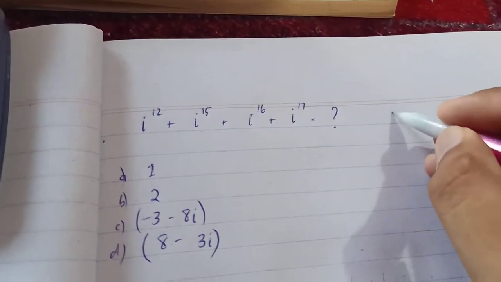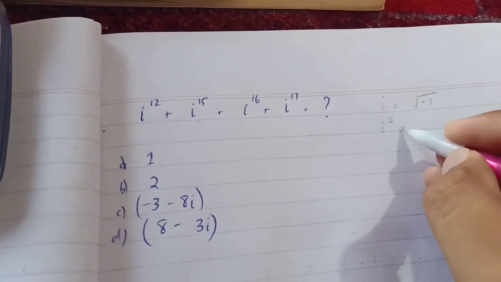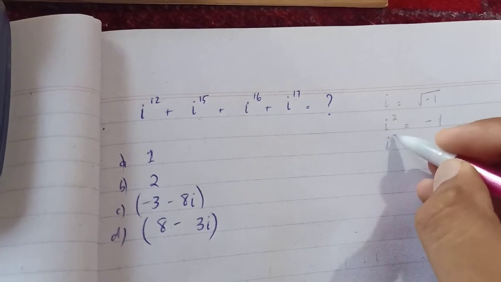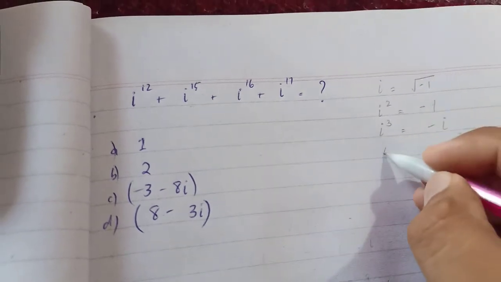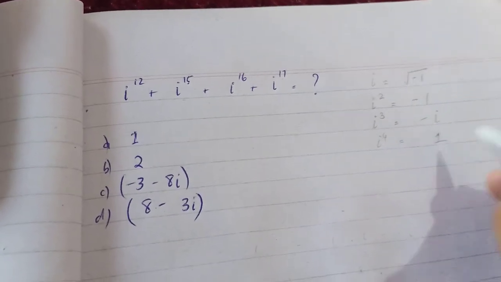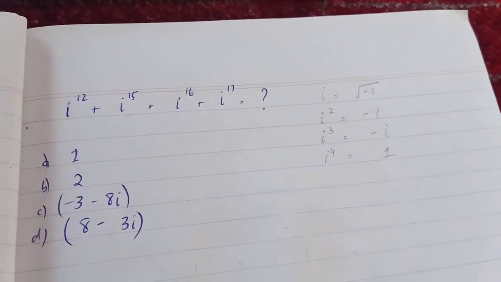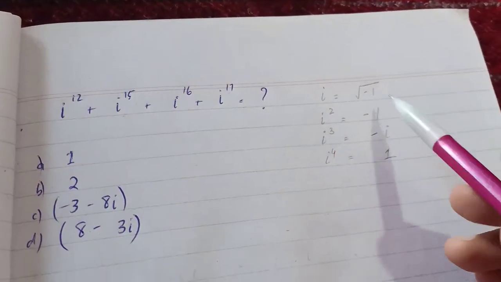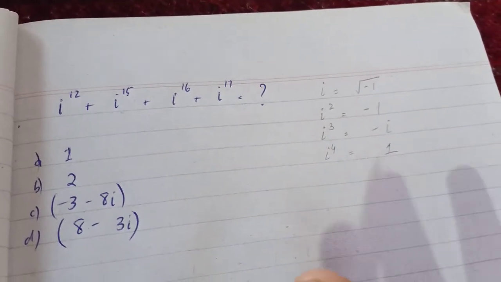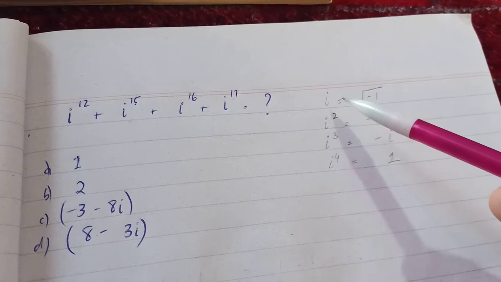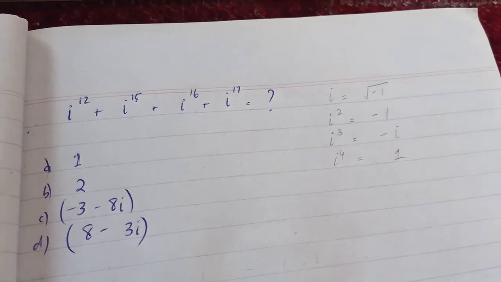You know that iota equals under root minus 1, iota square is equal to minus 1, iota cube is equal to minus iota, and iota 4 is equal to 1. These are all derived, and these values are concluded. So I am just directly telling you the values of these iotas with the powers, and with only power 1, which is iota.